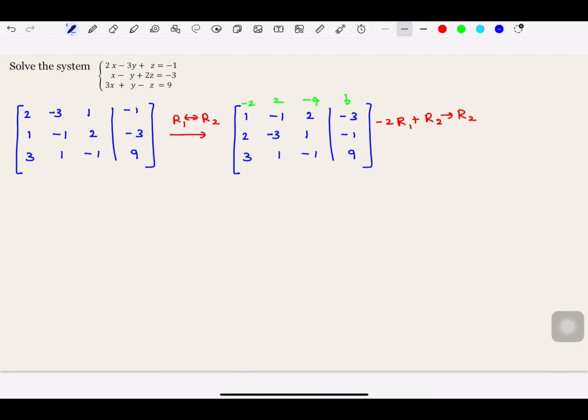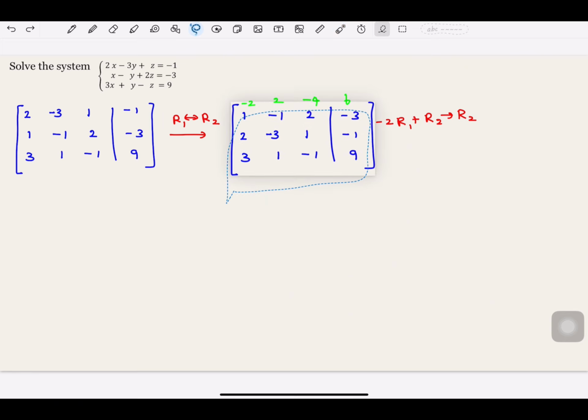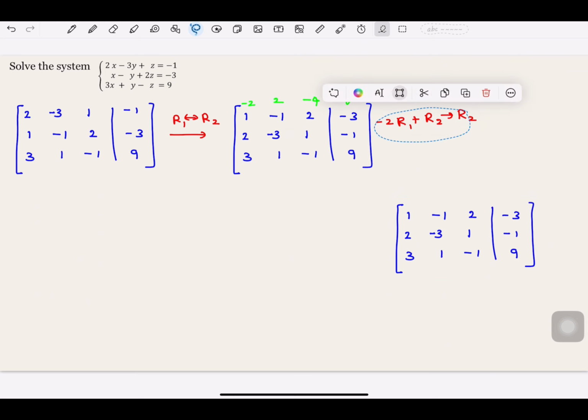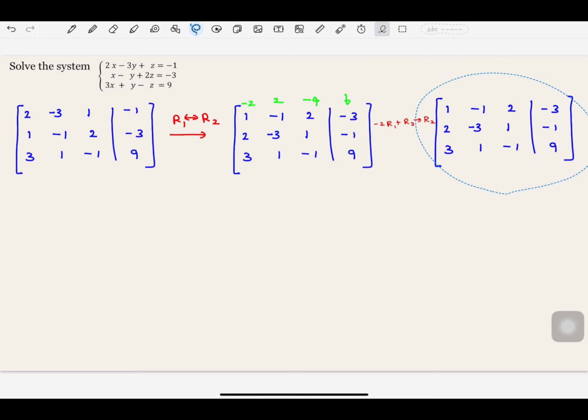So what I have to do, in the resulting augmented matrix, is replace this whole second row by adding these two numbers. You have to add -2 to this 2, and 2 to -3, -4 to 1, 6 to -1. Okay, so let me copy this down first. And I'm going to paste that over here. I'm going to change the size, and I'm going to move this over here.